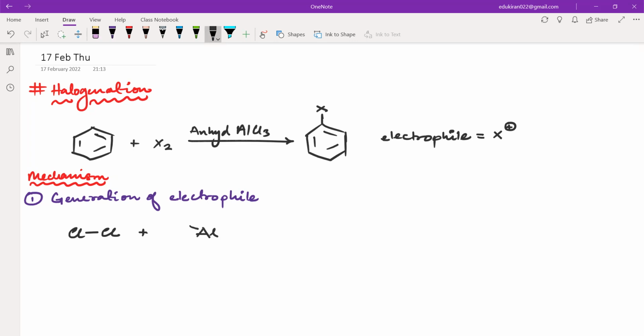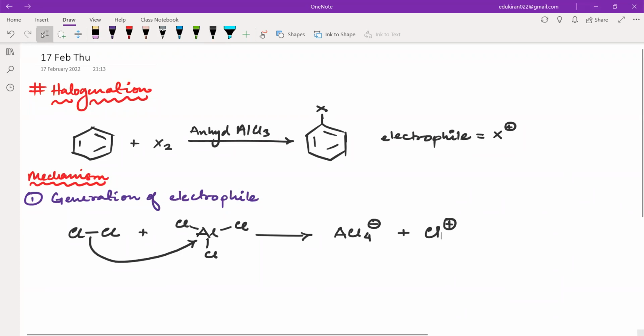Aluminium has 3 bonds with chlorine. Now, if it has 3 bonds with chlorine, that means how many electrons? 6 electrons in the outermost shell of aluminium. So it is less than 8, that means the octet is not complete. Aluminium will accept a pair of electrons, like this. And since the bond is broken, one of the chlorine attaches to aluminium and we get AlCl4 negative, because aluminium was negative. Now it is attached with chlorine, which is coming with 2 electrons, so it gets a negative charge. Plus we get Cl positive, that is the electrophile Cl positive.